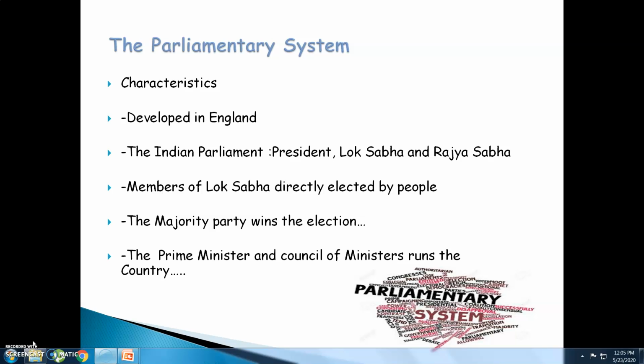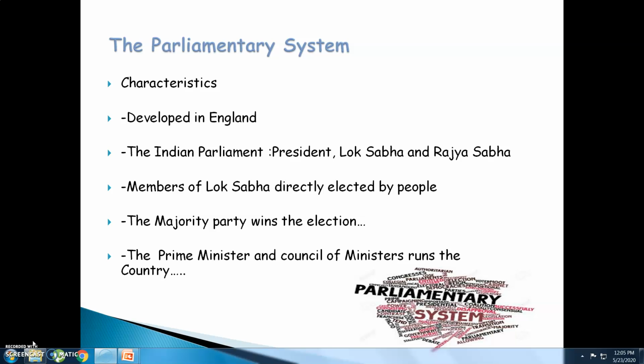Let us understand the characteristics of the parliamentary system. The first country to accept this system was the country of England. The Indian Parliament consists of President, Lok Sabha and Rajya Sabha.